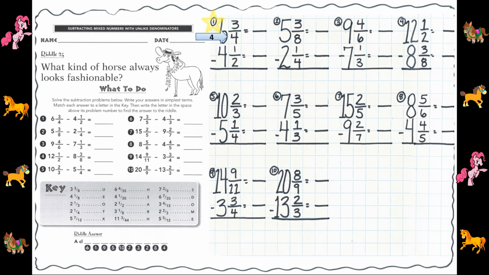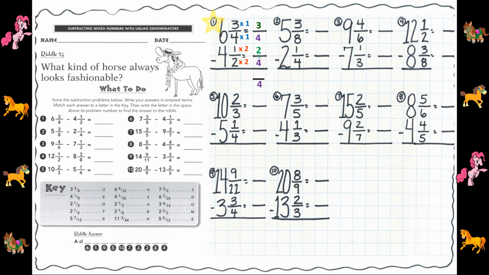The highest denominator is 4. 4 is a multiple of 2, so we can use it as our common denominator. 4 times 1 is 4. 3 times 1 is 3. 2 times 2 is 4. 1 times 2 is 2. I keep my common denominator 4.